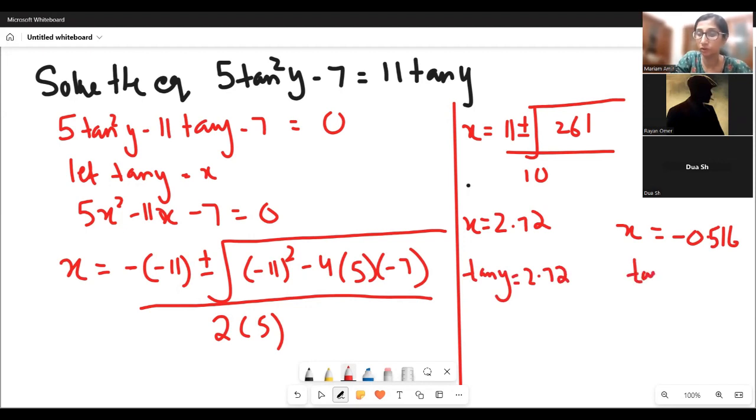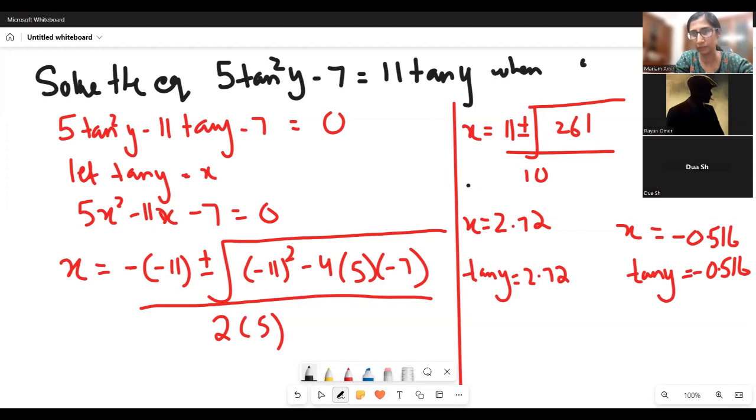I forgot to mention the domain at the start of the question. Tan y equals minus 0.516. The domain here is where y is between 0 and 360 degrees. Okay. So now we know how to solve this. We have to find alpha first and then plot it in the corresponding quadrant. So tan inverse, and we're in degrees because the domain is between 0 and 360 degrees. So set your calculator to degrees.